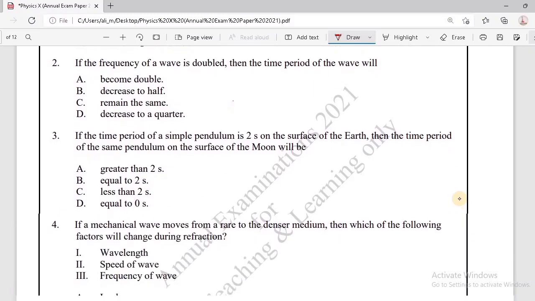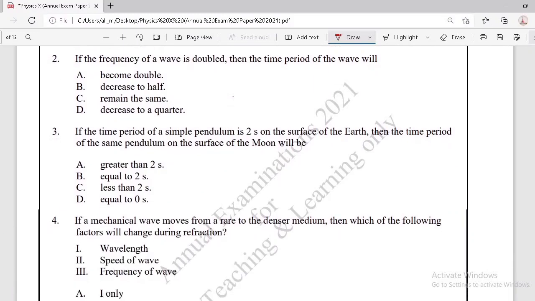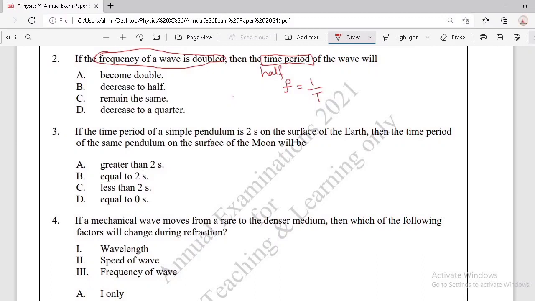Now let's see question number 2. If the frequency of the wave is doubled, so what will happen to the time period of the wave? So the relation between the frequency and the time period is f equals 1 over T. As we can see from this formula, these two parameters of the wave are inversely proportional to each other. So increasing one will decrease the other. And if the frequency is doubled, then the time period will become half. So the correct answer for question number 2 is option B.